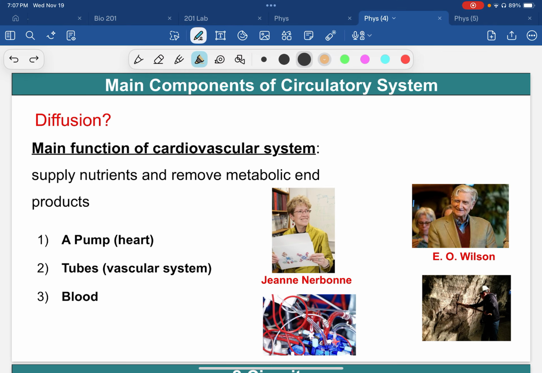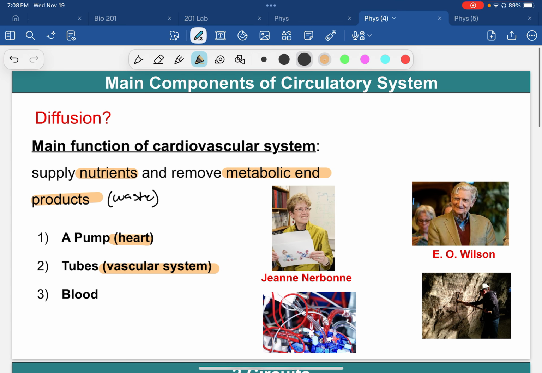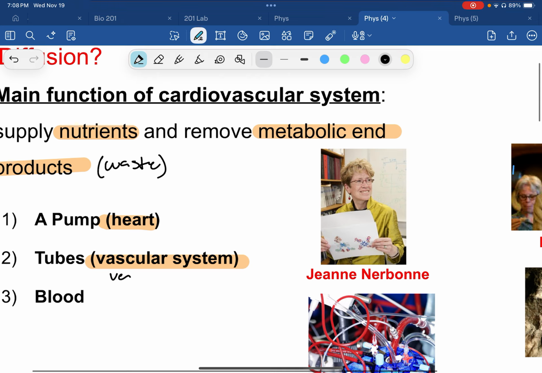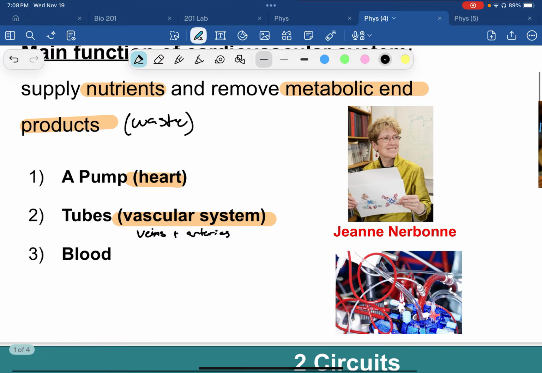Okay, so today we're going to be talking about kind of an overview of the circulatory system. So, to start, we have the main function, which is to supply nutrients and remove metabolic end products. So, basically, that's just saying remove the waste. And so, then through that, it needs a pump, which is the heart itself. It needs tubes to move it, which is like the vascular system, which we could say are like veins, plus the arteries. And then it needs the blood, which is the component that it travels in.